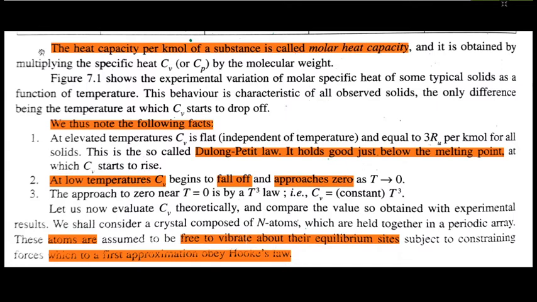As I told you in the beginning, the heat capacity per kilomole of a substance is called the molar specific heat, and it is always advisable to underline the molecular specific heat, because you have a very specific number of molecules. Okay, so that is the whole idea.